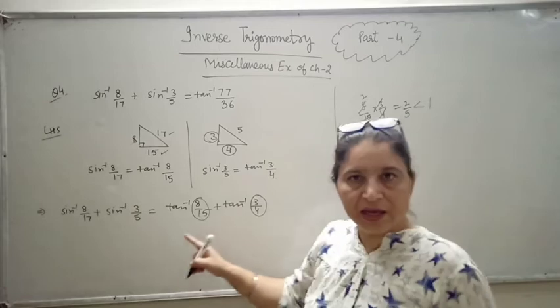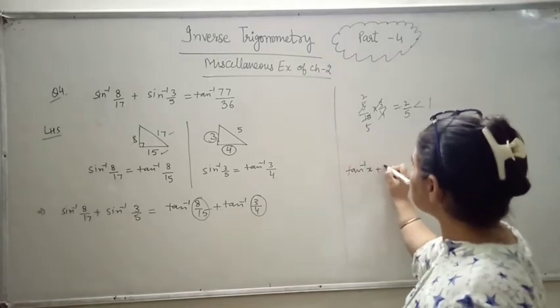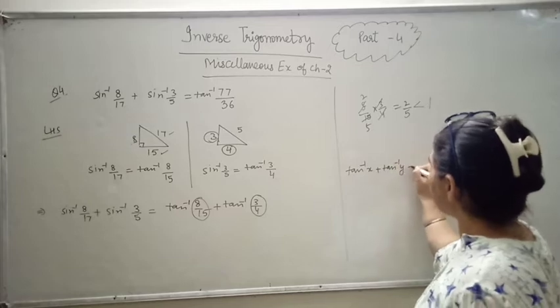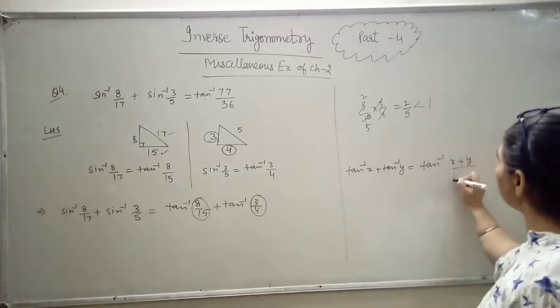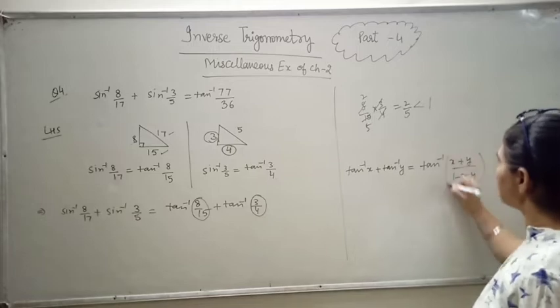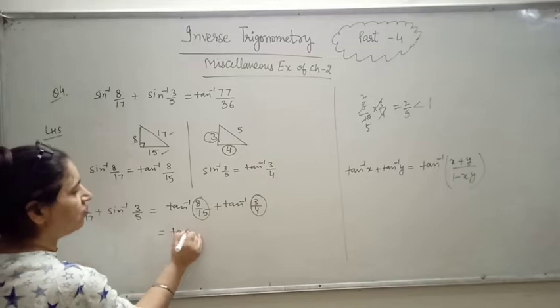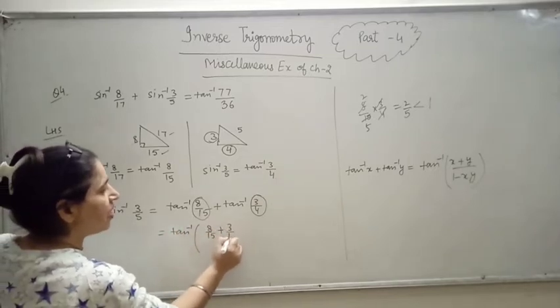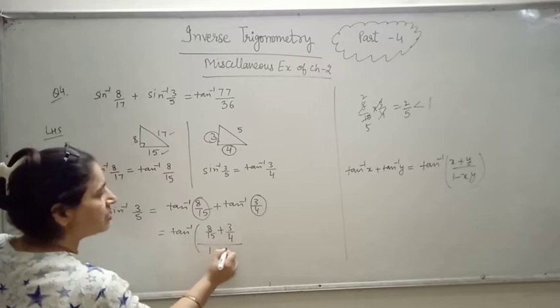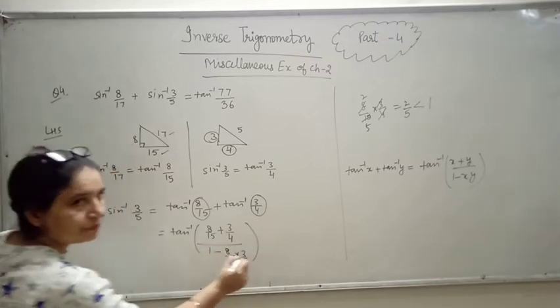Yes, I can apply the direct formula of tan inverse x plus tan inverse y is equal to tan inverse of x plus y upon 1 minus xy. So I am going to apply this formula here. This is tan inverse, x is 8 by 15 plus y is 3 by 4, upon 1 minus x into y.